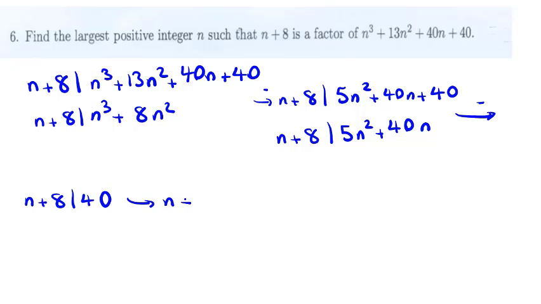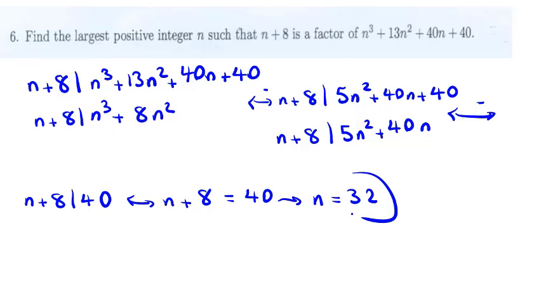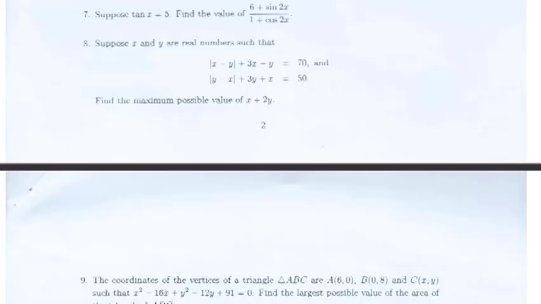So n plus 8 is a divisor of 40. The problem says find the largest positive integer n. So when n is the largest one, n plus 8 is the largest one. So n plus 8 is 40, and n equals 32. So the answer is equal to 32, and all of them are equivalent. So you can say it satisfies the main divisibility and the answer is equal to 32.